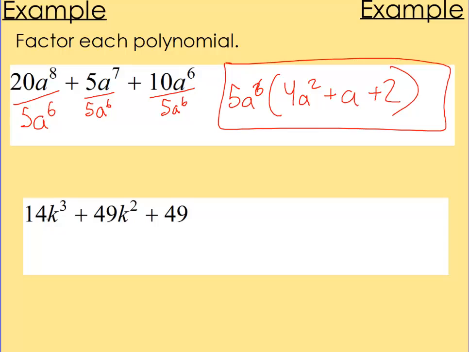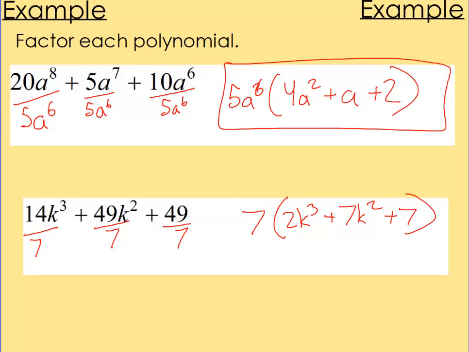Next one, okay, 14, 49, and 49, the GCF for the number part will be just 7. And then for the variables, k cubed, k squared, and no k's, which means I can't factor out any variables. So the GCF is just 7. So I'm going to divide each of these by 7. So my factored form, I factored out a 7. I'm going to be left with 2k cubed. 49k squared divided by 7 will be plus 7k squared. 49 divided by 7 will be plus 7. So this is my factored form. That's it.